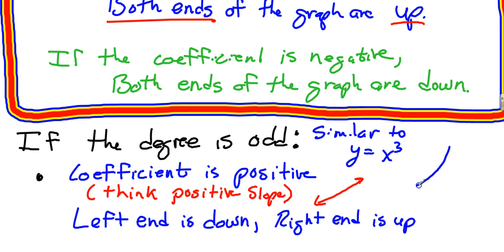Now, again, it's going to look more like x to the third in the ends of it, we know it's going to do that. In the middle, again, it's one of those things we don't know exactly what it's going to do, because it may have some extra humps in it. But overall, the ends of the graph are going to look something like x to the third or even like just a positive slope line.